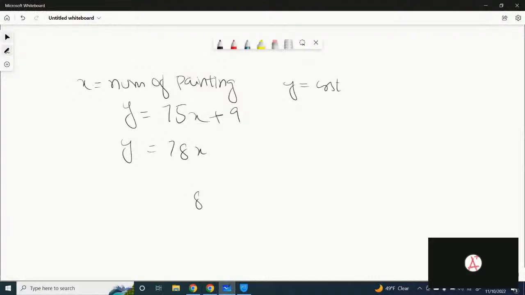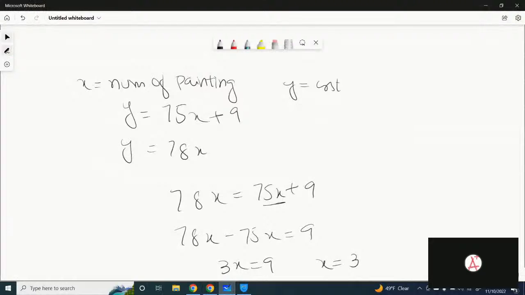It would be 78x equals 75x plus 9. Move that 75 to the left hand side, so it would be subtracted. So 78 minus 75 is 3x equals 9 and x equals 3. Got it?